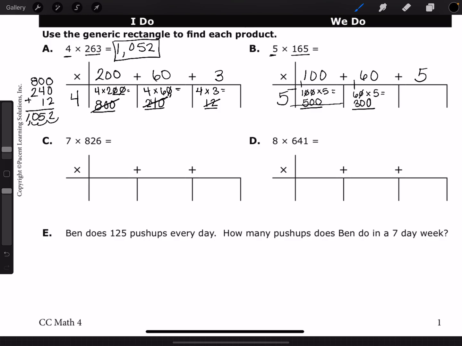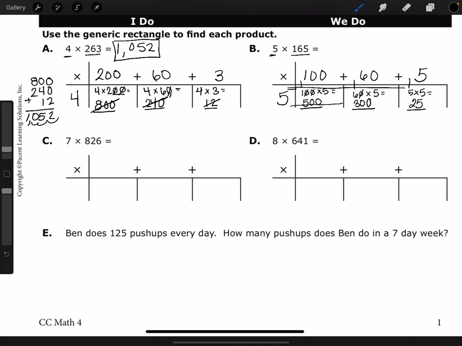Good job, guys. Okay, now we have the 5 and we have the 5. So 5 times 5. There's no zeros. So what is 5 groups of 5? It is 25.